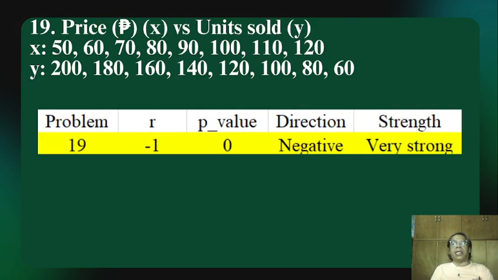Number 19. The price in pesos, which is our X, versus units sold in terms of Y. So those are our values of X and Y. And using Excel, our R is negative 1. So P value is 0. The direction is negative. And the strength is very strong.